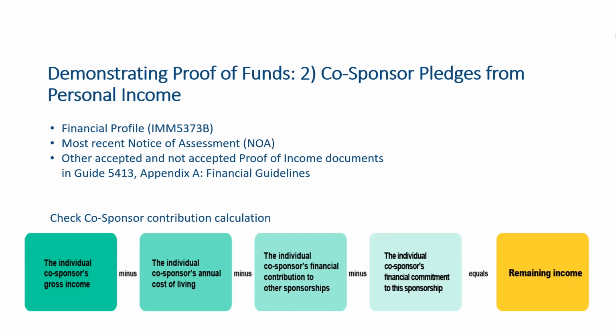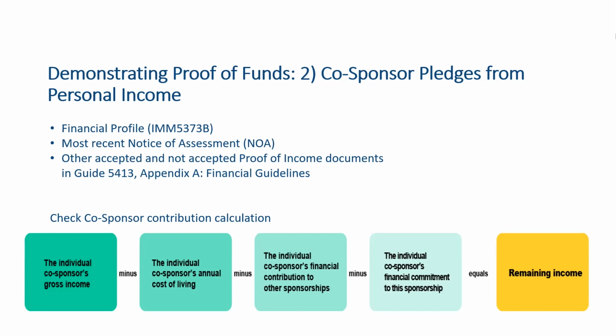So let's say, for example, I'm your co-sponsor, and let's say I'm single. I come to you and I say, I have sufficient income. Here's my notice of assessment. I completed the financial profile form. You would go through this calculation. And let's say my income is $20,000. And because I'm single, you would go to the cost table and you will see, okay, this person is single. They need $16,500 for their living costs. You would subtract $16,500 from my gross income, which is $20,000.